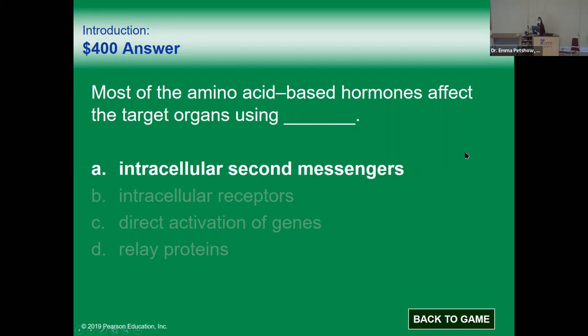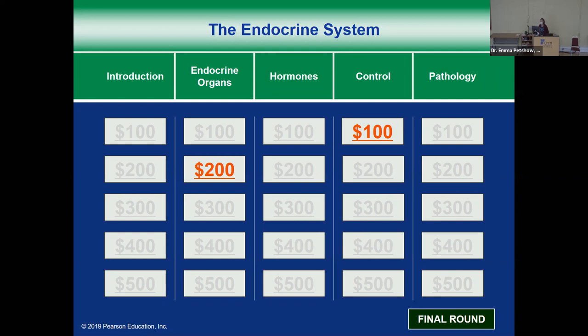Remember, amino acid-based hormones are big. They have to bind externally, and then they activate stuff internally through a second messenger system. They're not able to directly enter the cell. So intracellular receptors are going to be smaller hormones or lipid-based hormones that can directly get through the cell. They can then directly activate genes because they're intracellular or inside the nucleus, like thyroid hormones. Relay proteins, I don't know what that means. So second cellular messengers.